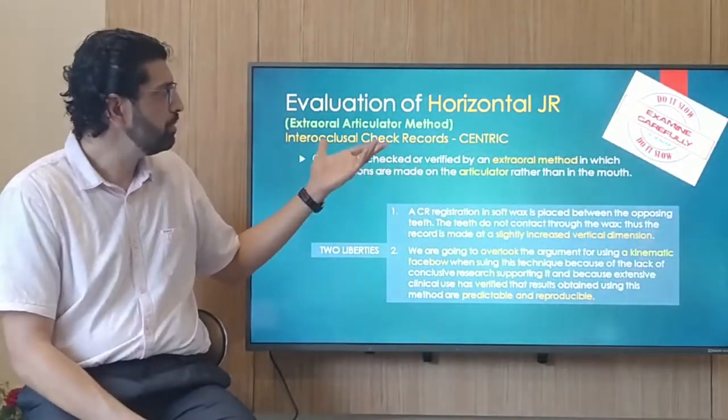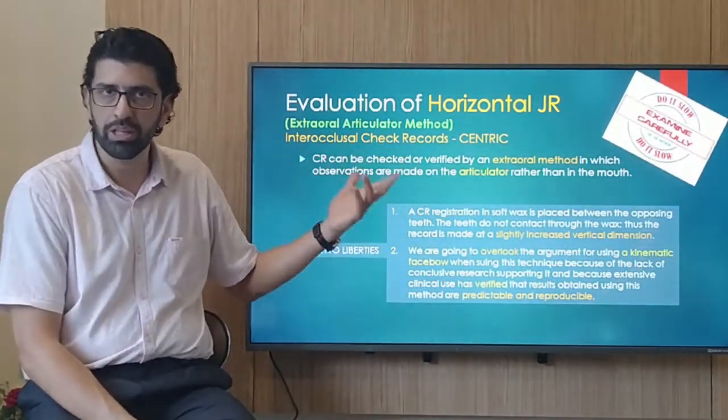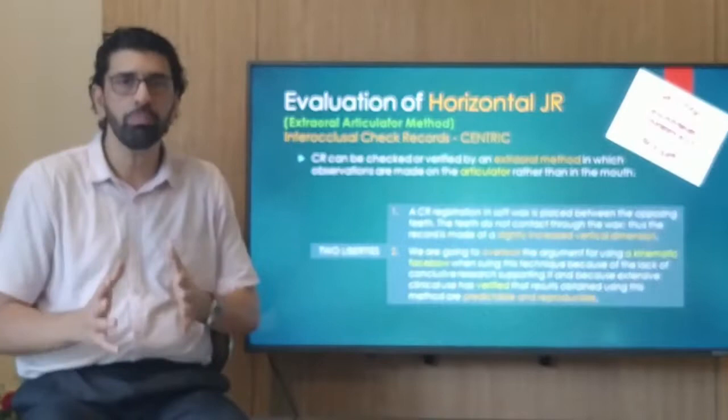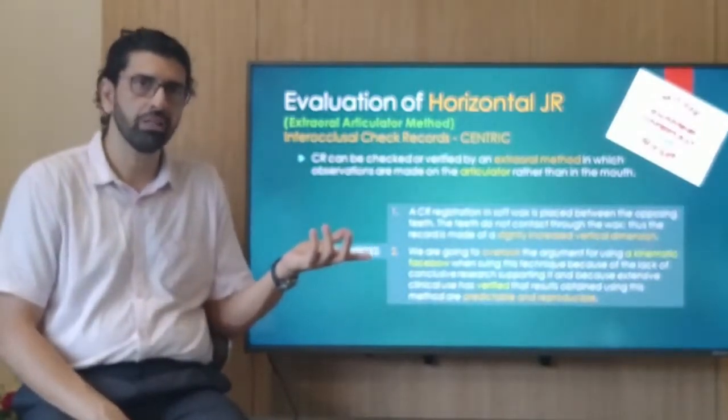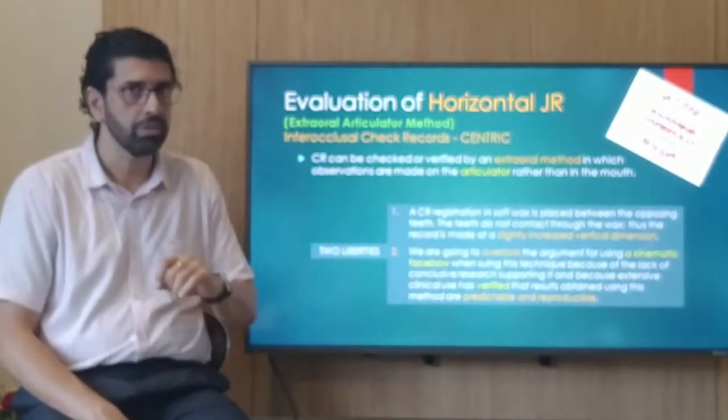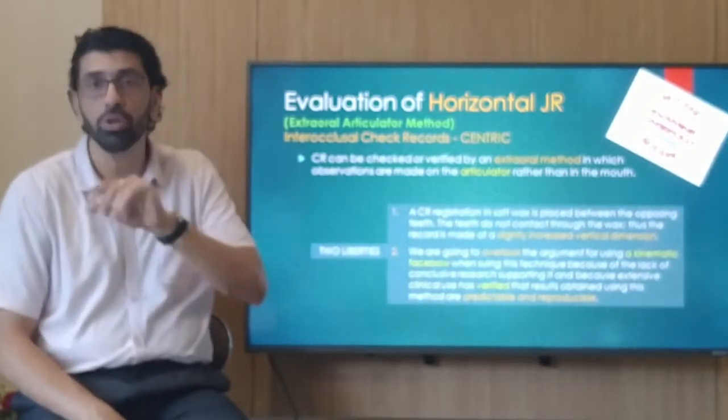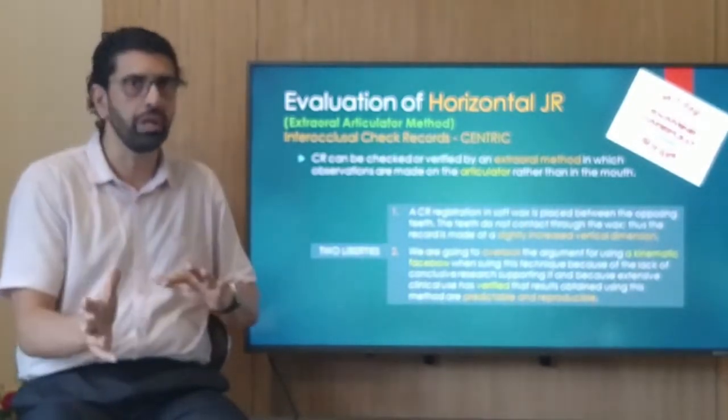Okay, moving on, you also have an extra oral articulator method. In this method, again, you're going to make inter-occlusal check records. So I told you, without making inter-occlusal check records and checking it on the articulator, you really can't say if it's accurate, because intraorally you can observe only gross errors. So you're always going to do that.